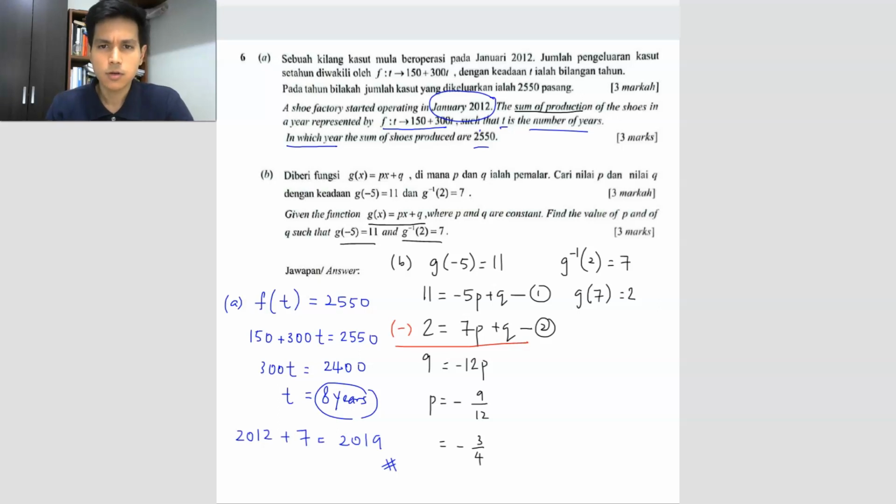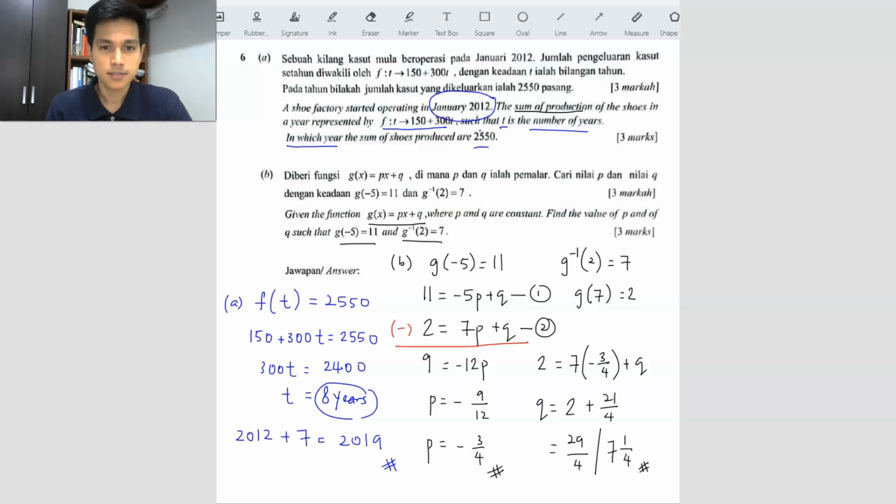What is your q value? I'm going to substitute this into your second equation because it looks a lot easier. So 2 equals 7 times p, where p is negative 3 over 4, plus q. So q equals 2 plus 21 over 4. So your answer should be 29 over 4, or you can write 7 1 over 4. Okay, these are your answers.